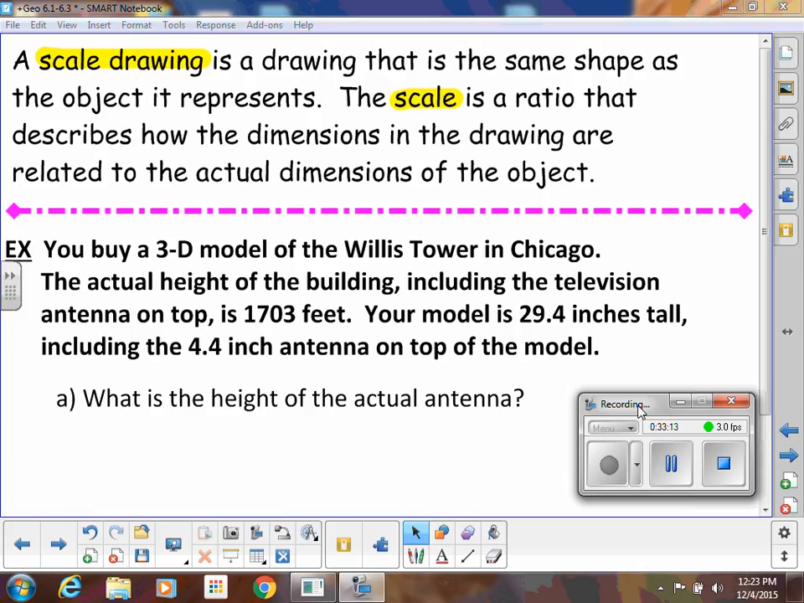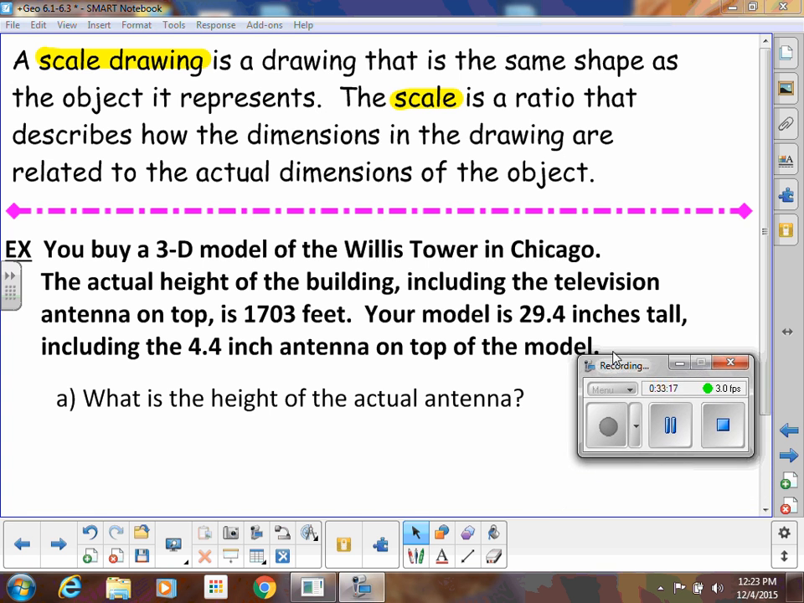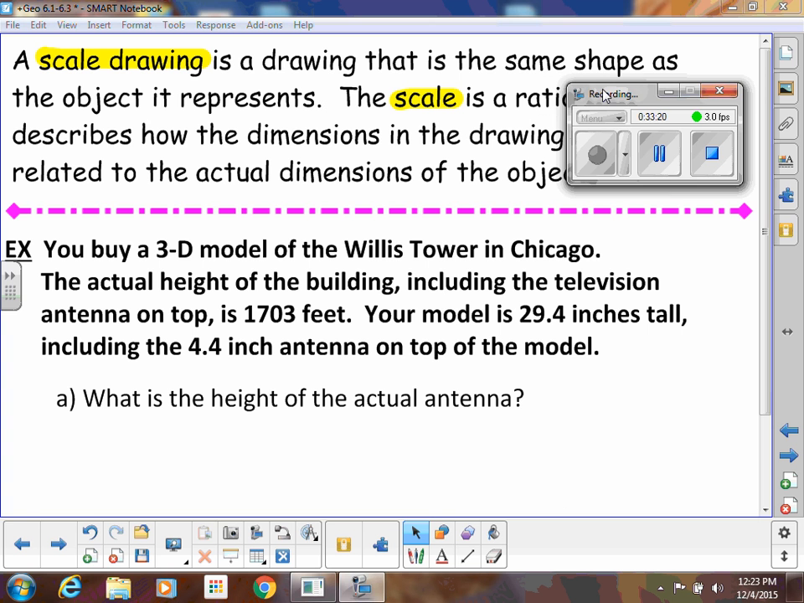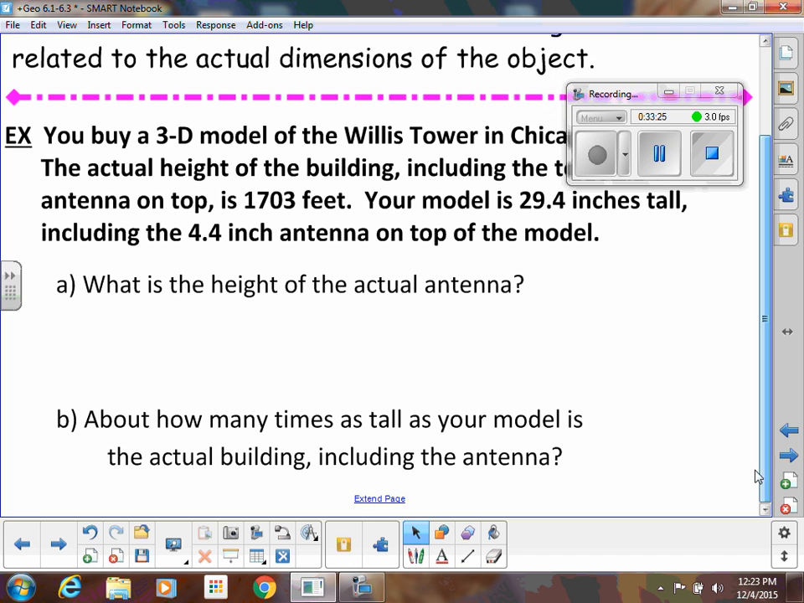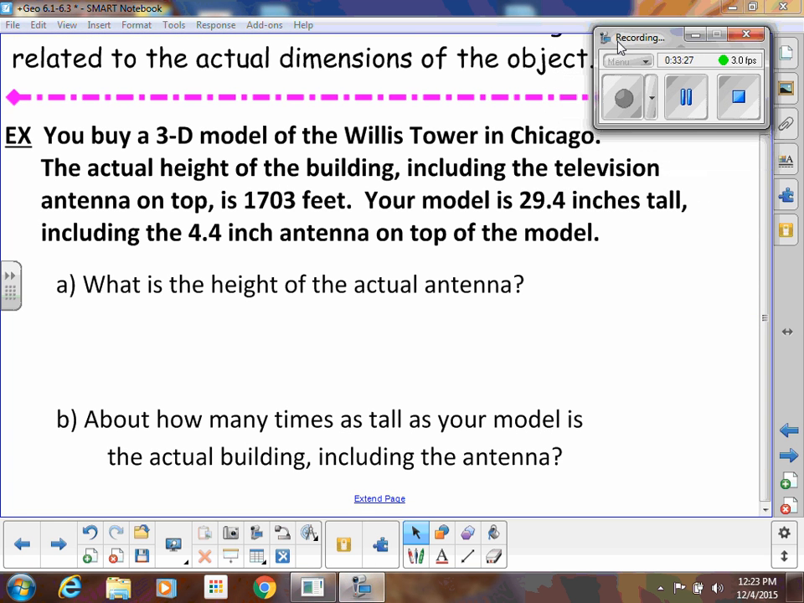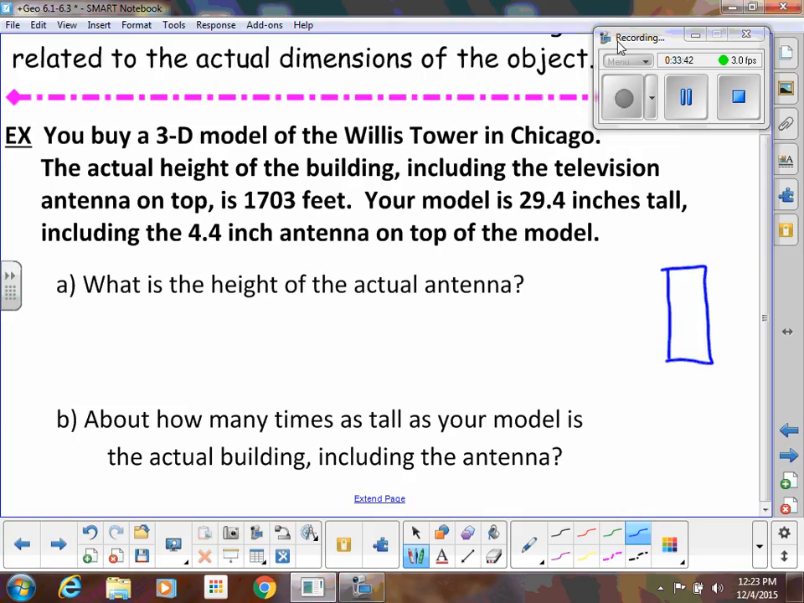Like I said, if you need to pause and do that, but I'm going to go ahead with the example. All right, so we have a 3D model of the Willis Tower in Chicago. The actual height of the building, including its TV antenna on top, is 1703 feet. The model that we're using is 29.4 inches tall, and that also includes our antenna, which is 4.4 inches on top. So just to give you an idea, we've got this actual building, and it has this antenna on top, and then we've got our little model with our little antenna on top.